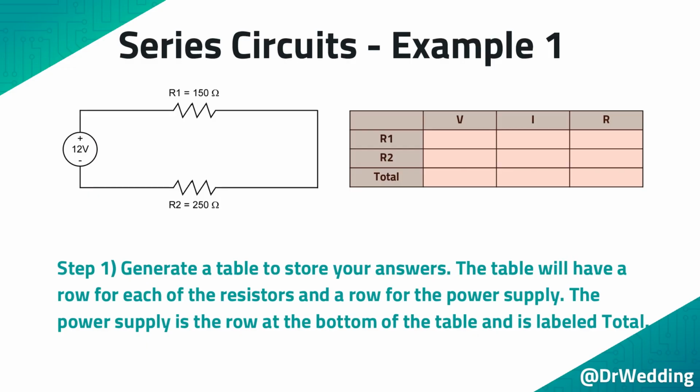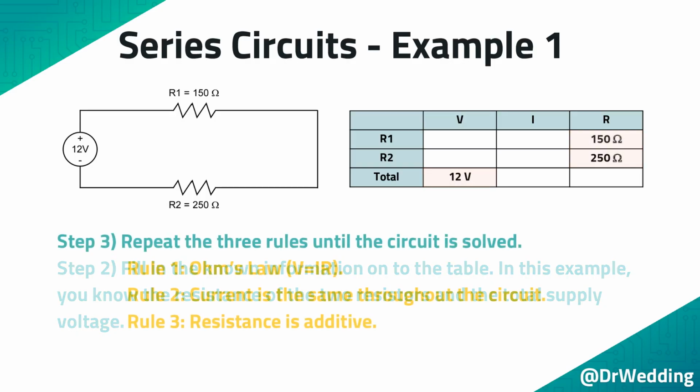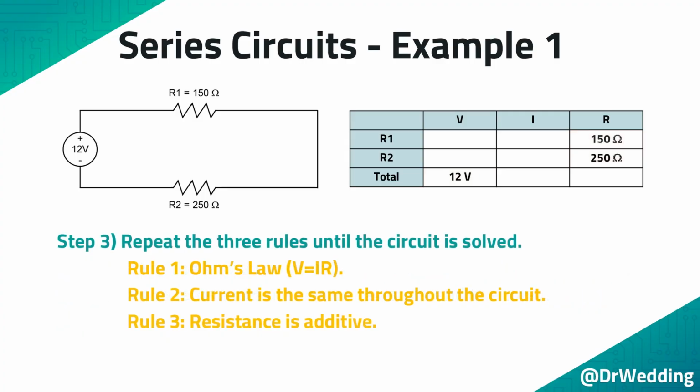Step 1. Generate a table to store your answers. The table will have a row for each of the resistors and a row for the power supply. The power supply is the row at the bottom of the table and is labeled total. Step 2. Fill in the known information onto the table. In this example, you know the resistance of the 2 resistors and the total supply voltage. Step 3. Repeat the 3 rules until the circuit is solved.